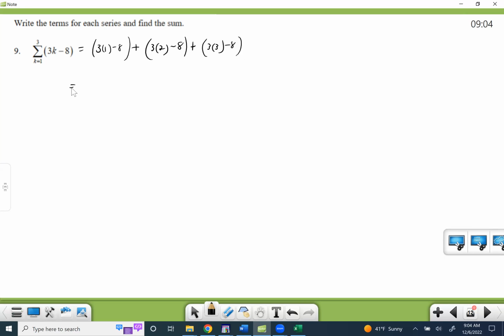Okay, so let's get these values. 3 minus 8 is negative 5. 6 minus 8 is negative 2. 9 minus 8 is 1. And so we're going to be adding this up. It looks like this is going to be negative 7 plus 1. Looks like we're going to get negative 6 for this.